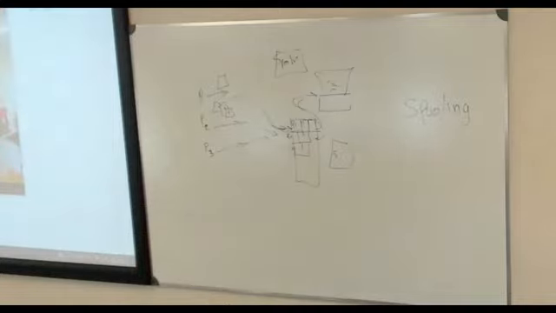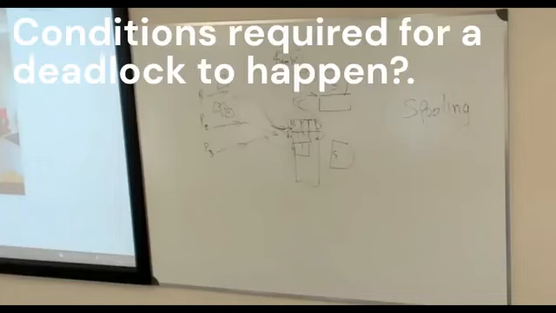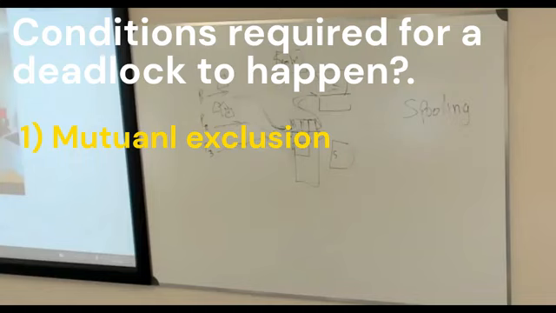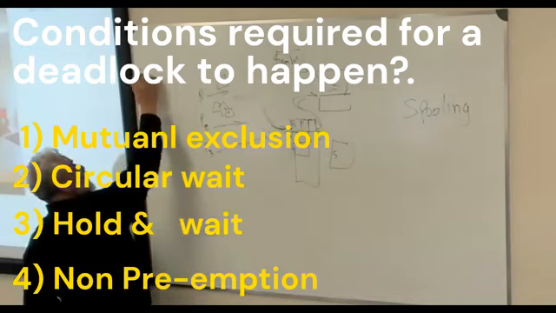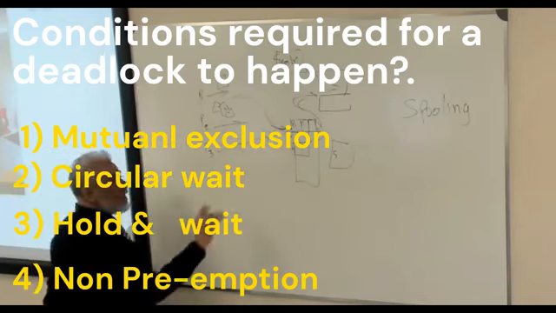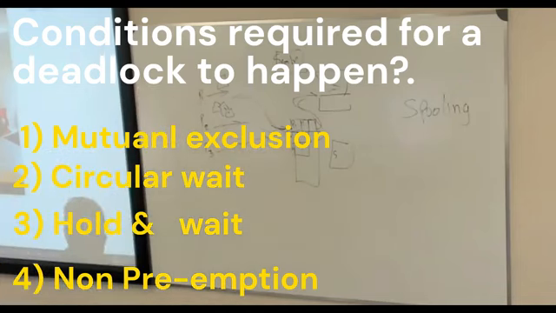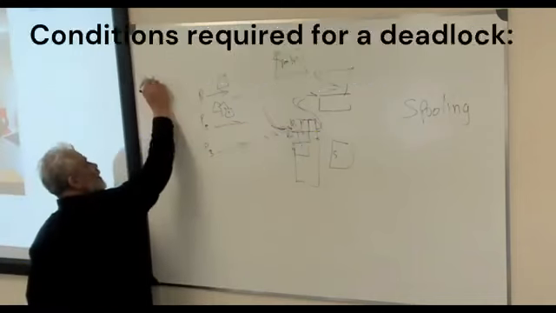Name another condition for a deadlock. Who was here last? Conditions required for a deadlock. Circular wait, another condition. Hold and wait, another condition. Okay, so the first condition, this condition that we can solve using spooling, what's that condition? Mutual exclusion.